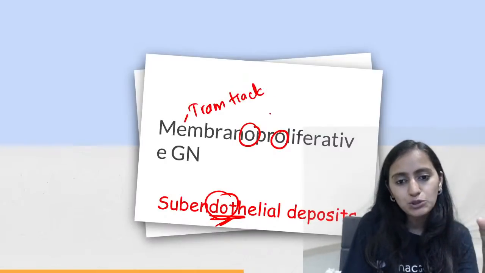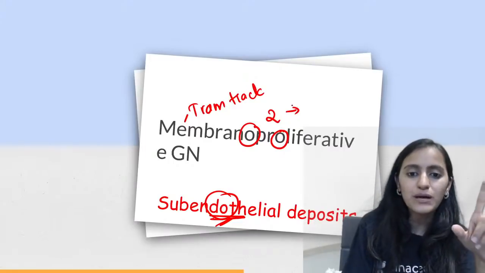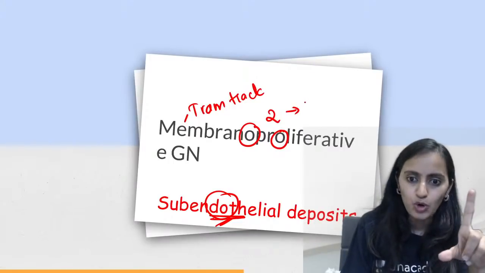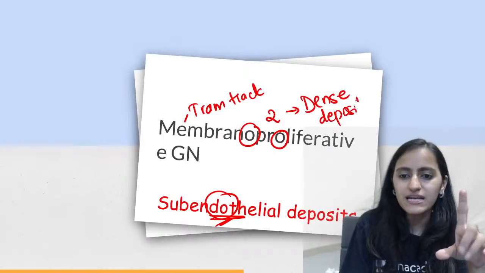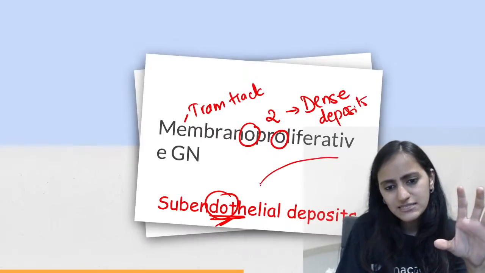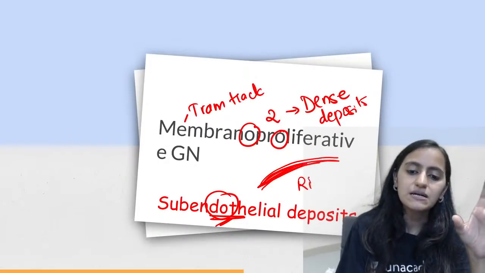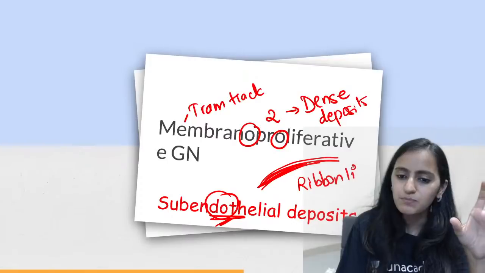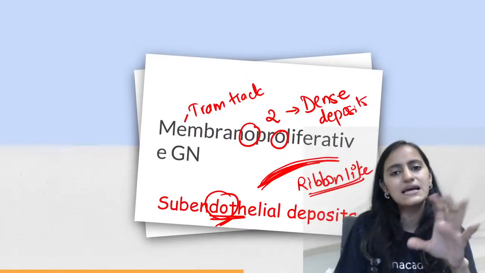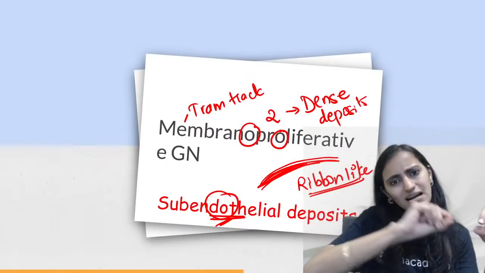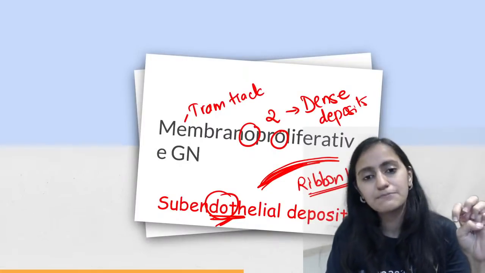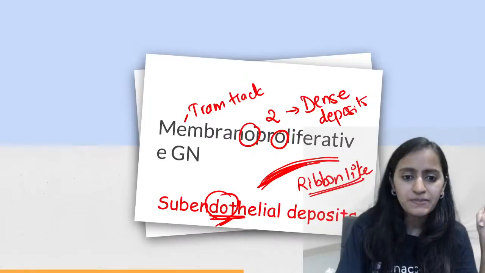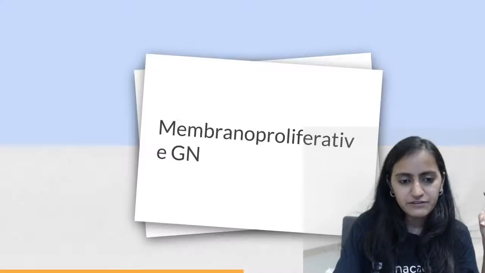In type 2 MPGN, that shows your dense deposits. Continuous dense deposits in the basement membrane, which gives a ribbon-like appearance. Very important, the keyword in your exam: ribbon-like appearance, continuous, that is your membranoproliferative type 2, dense deposits. Okay, so membranoproliferative is done.